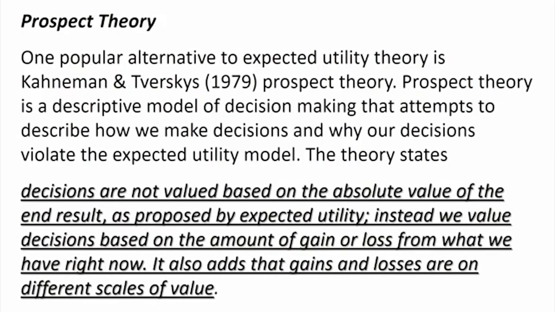One of the popular alternatives to the expected utility theory is provided by Nobel Prize winner Daniel Kahneman with his colleague Amos Tversky in 1979, and it is called the prospect theory. What does the prospect theory say? The prospect theory is a descriptive model of decision making that attempts to describe how we make decisions and why our decisions violate the expected utility model.